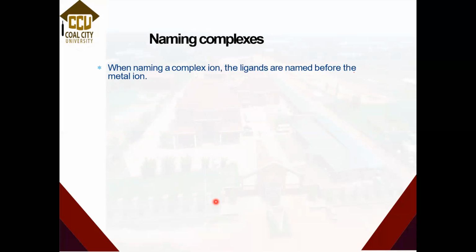When naming a complex ion, the ligands are named before the metal ion. Of course, you know what the ligand and the metal ion are. A complex is formed between the metal ion, which is the central atom, and the ligands.